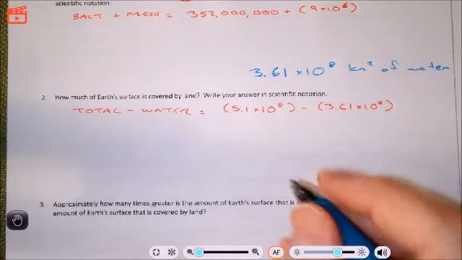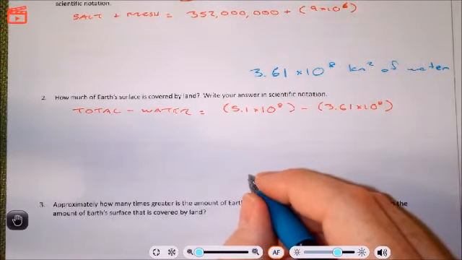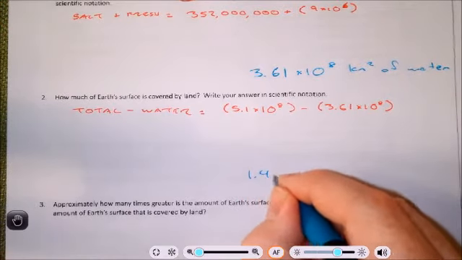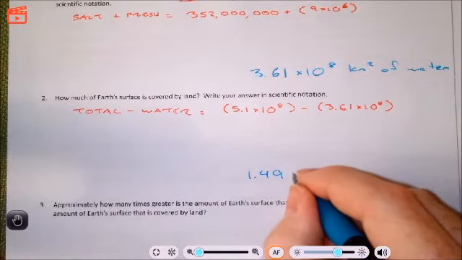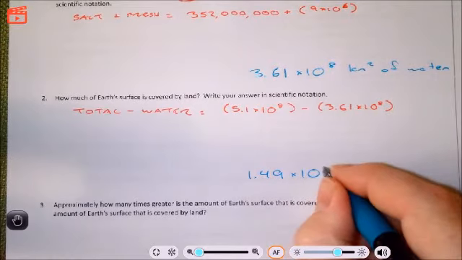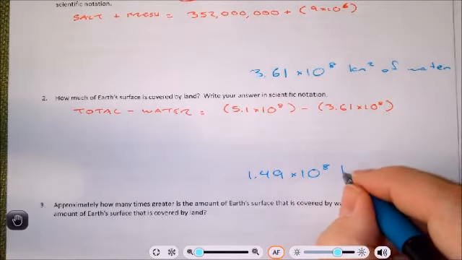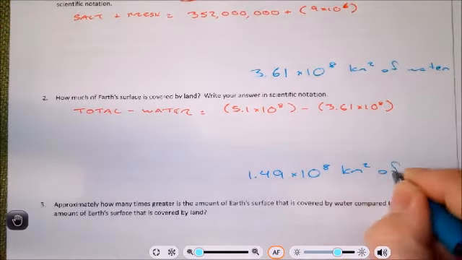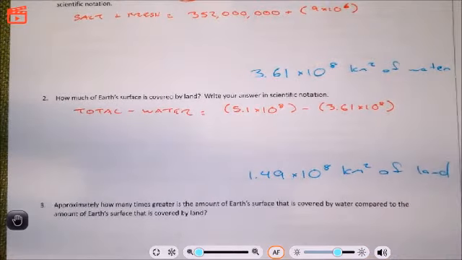Okay, if you got the right answer, you did the work. The amount of land on Earth, not water, is 1.49 times 10 to the 8th square kilometers. If you got the right answer, congratulations. If you did not, maybe see what you did wrong. If you cannot find out what you did wrong after checking your notes and trying again, reach out to me for some more help.